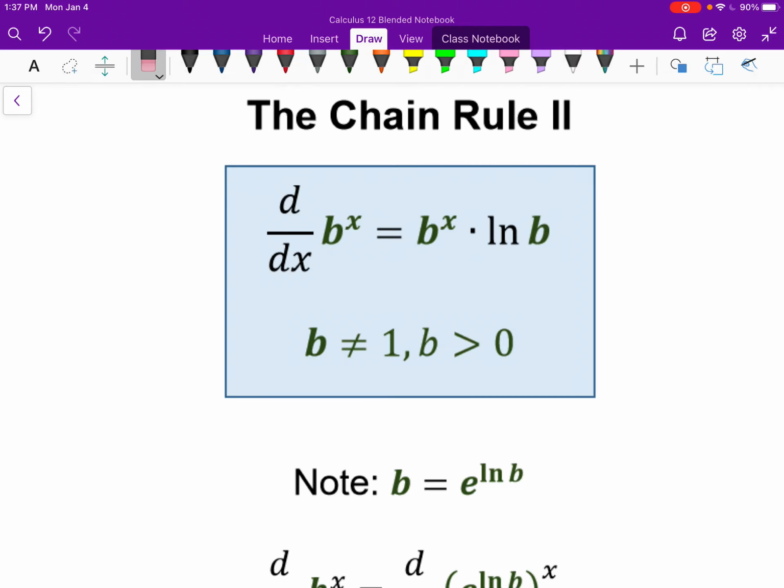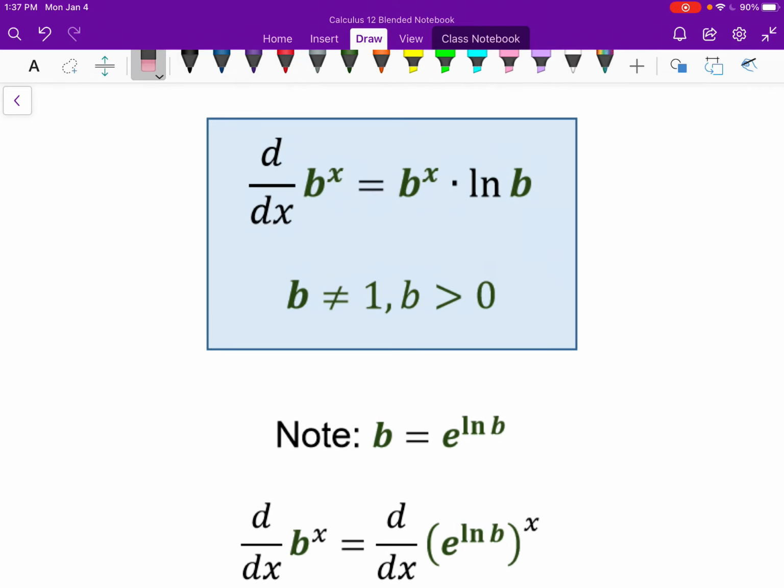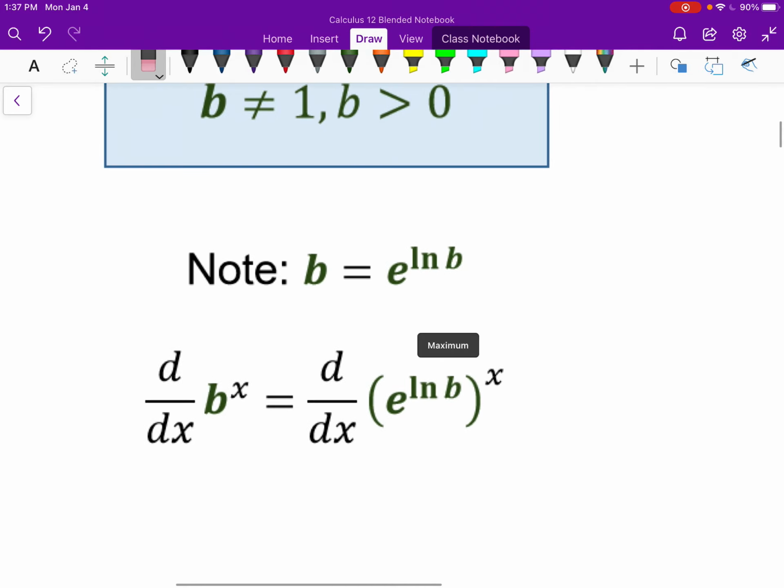That's it, as always, for an exponential function. The base of an exponential function cannot be 1, and it must be greater than 0. So that's it. Let me just kind of prove why this is correct. I start with this little note here, and that's b is the same as e to the power of ln b. If you look at e to the power of the natural logarithm, those are inverses of one another, and so you can imagine they cancel each other out. So you can see they are the same.